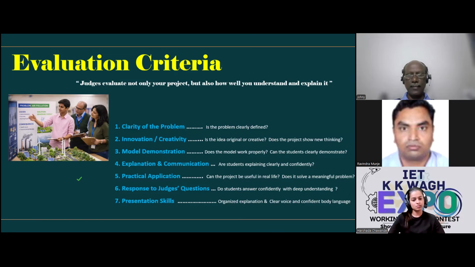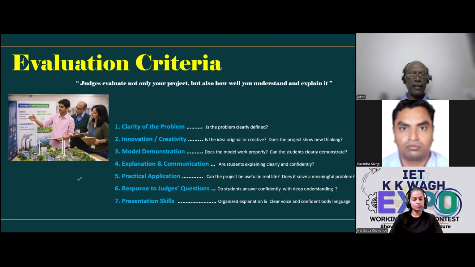Fourth, explanation and communication. Are you able to explain your project confidently and clearly and in very simple words, right? If you are not able to do it, because they are looking at the project for the first time, and in that first time, if you are not able to clearly explain your project confidently, then you have lost them. So your marks are going to suffer.